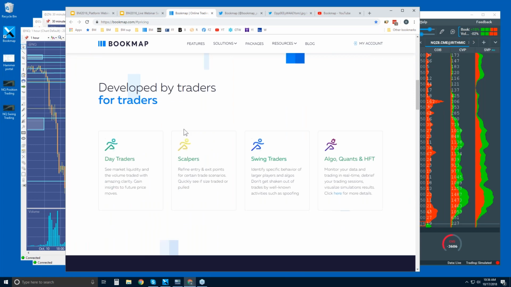Who uses Bookmap? Day traders, scalpers, swing traders, and quants. We came from the quant environment, but I just demoed, and we'll look at it again as well, how you can use Bookmap on much higher time frames for swing trading, as well as for scalping.